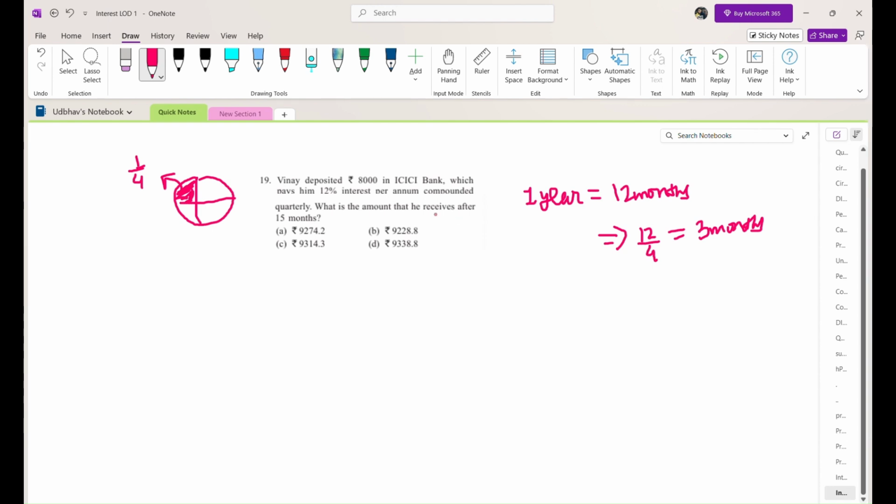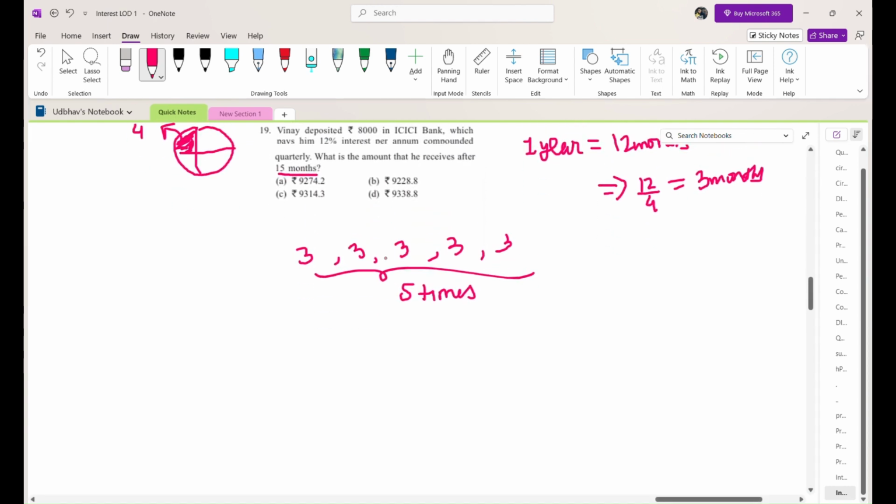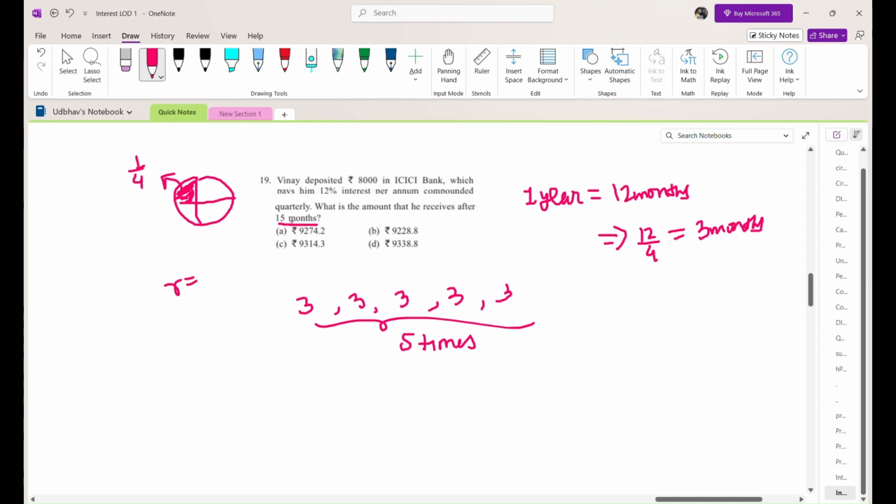So we want it for 15 months. So how many times will it be calculated? First 3 months, another 3 months, then 3 months, then 3 months, and then 3 months. So this is 5 times, right? Now the rate of interest is 12% per annum. So for quarterly, that will be 12 upon 4, that is 3% quarterly.